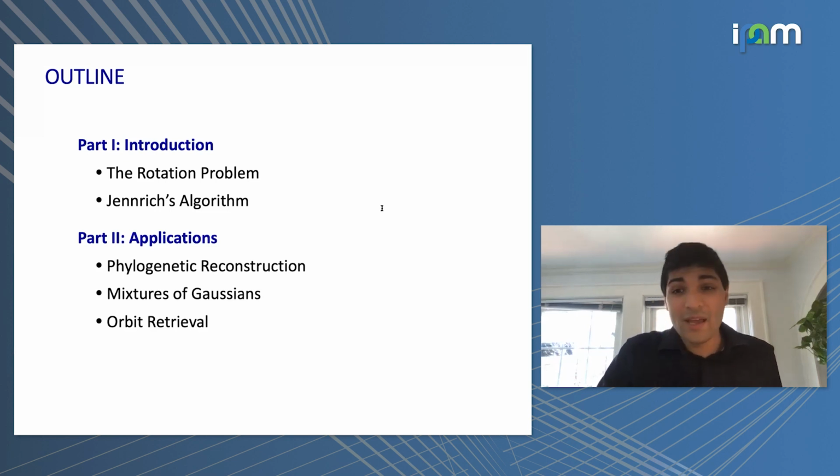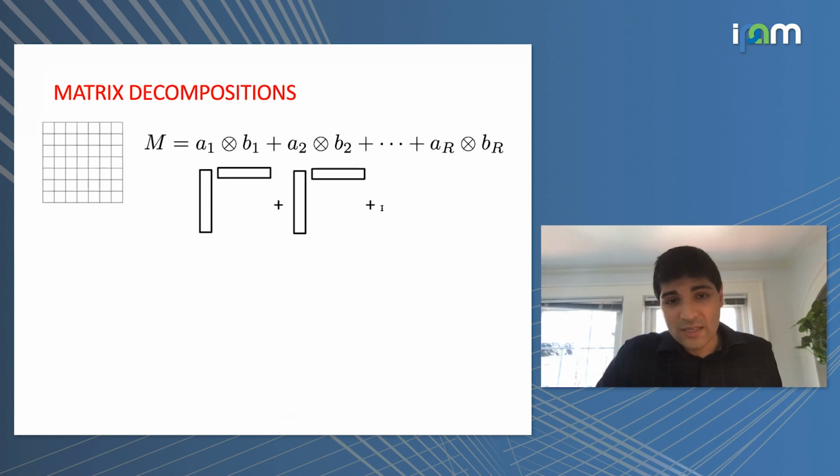Now, again, please stop me anytime with questions. So let's start off with Jennrich's algorithm. In the context of matrix decompositions, we have on the left-hand side this matrix M, which we think of as something that comes from our data. And we want to write it as the sum of R rank 1 matrices, A_i tensor B_i.